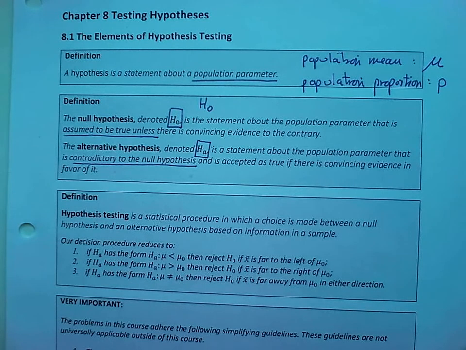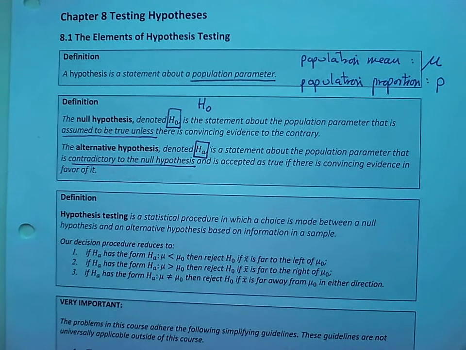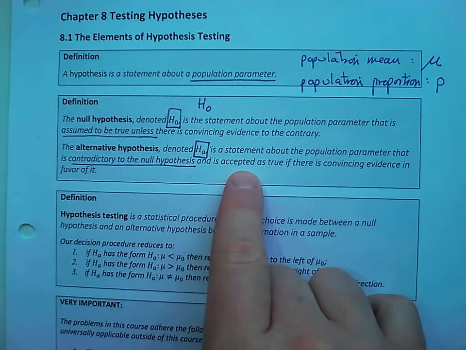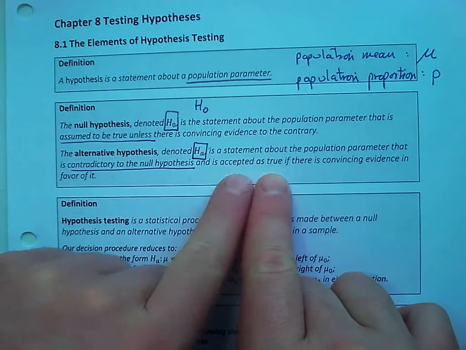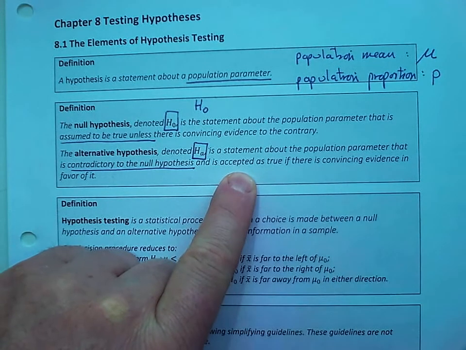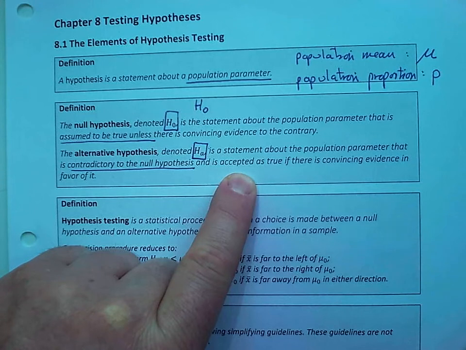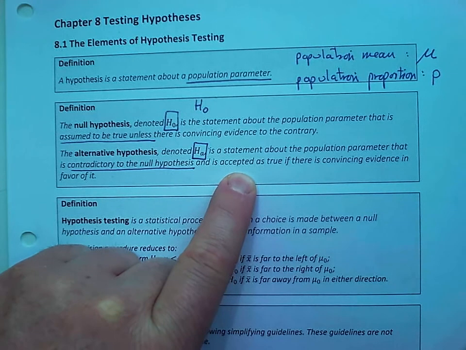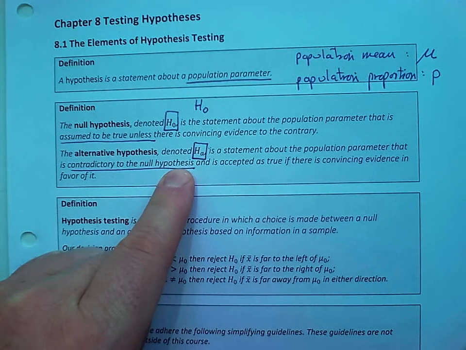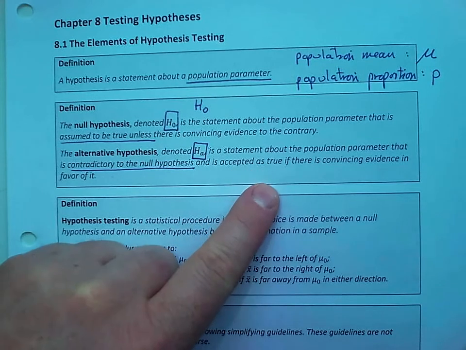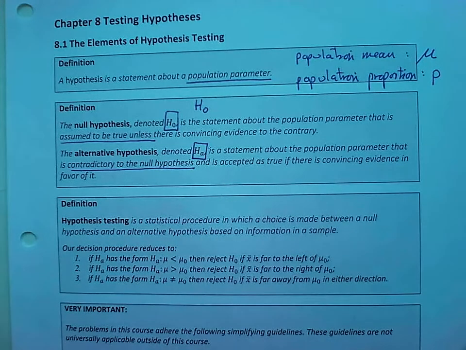Let's take a look at the alternative hypothesis then for that statement. The alternative hypothesis is contrary to the null hypothesis. So that is that the Tar Heels are not going to win the national championship in basketball. And the only way that I'm going to accept this as true is if there's convincing evidence in favor of it. So if somebody says, hey, the Tar Heels are not going to win the national championship in basketball, that's contrary to the null hypothesis, so that's an alternative hypothesis. And the only way that I'm going to accept that as being true is if there's convincing evidence in favor of it.